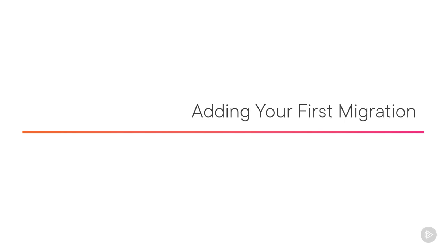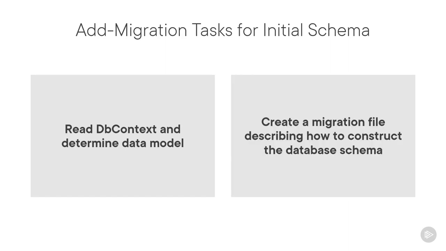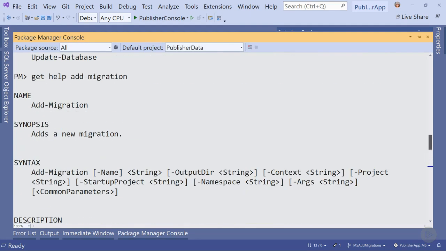Now we can finally add our first migration, and we'll be doing that using the command add-migration. Add migration will look at the DB context and determine the data model. Using that knowledge, it'll create a new migration file with the information needed to create or migrate the database to match the model. Let's use get-help again so we can learn more about add-migration.